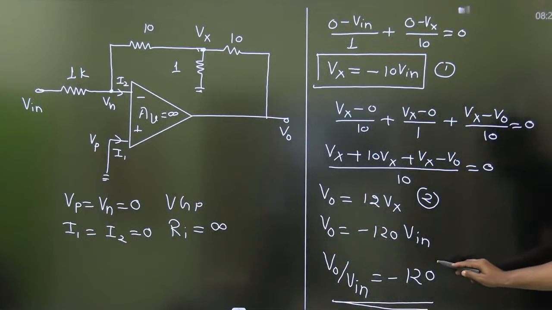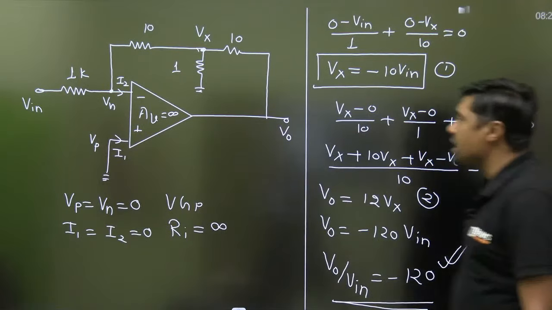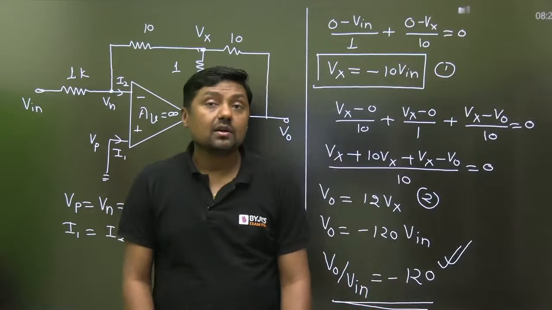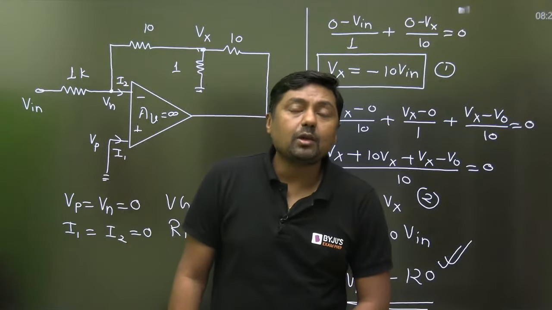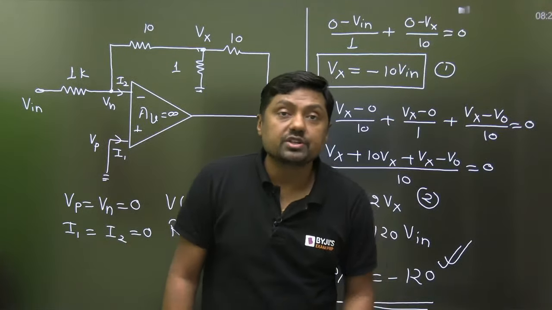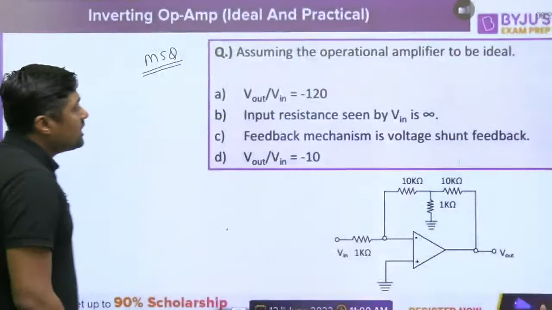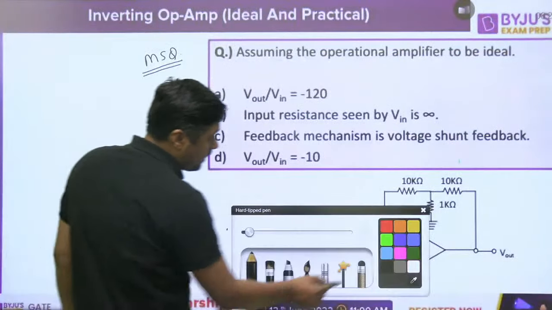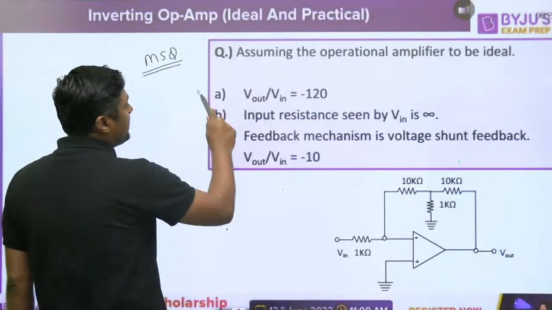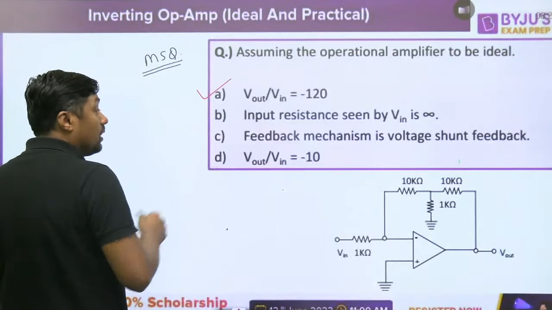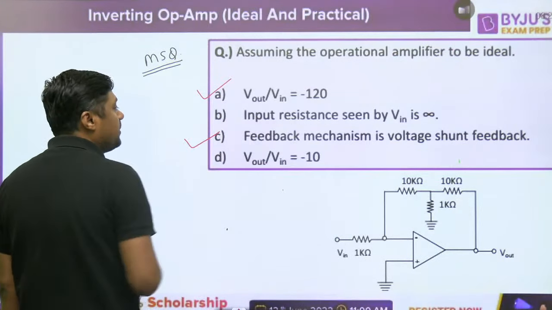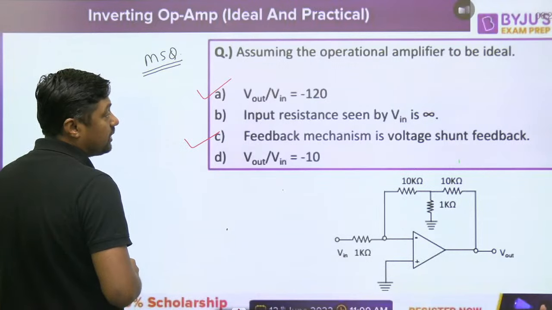This is the simple logic. Minus 120, and it is an inverting operational amplifier. And that's why the feedback mechanism is what? Voltage shunt feedback. So which answers are correct? The gain is minus 120. The feedback mechanism is voltage shunt feedback, that is also correct.